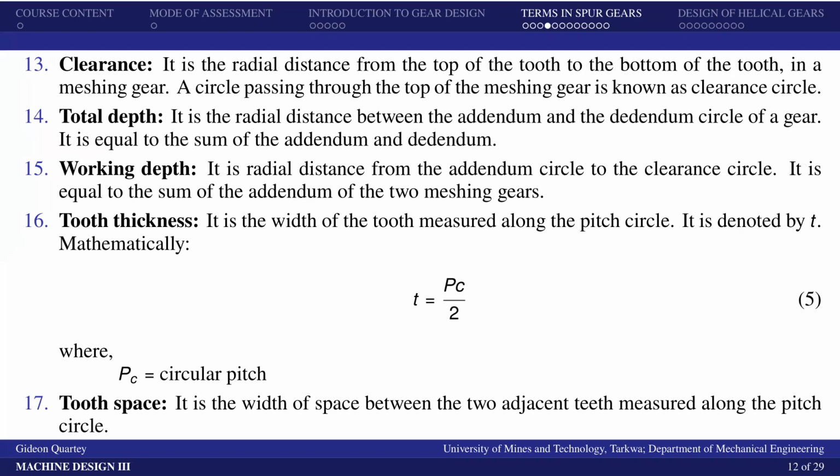Total depth. Okay, I've not mentioned the total depth, and it is the radial distance between the addendum circle and the dedendum circle of the gear. And it's equal to the sum of addendum and dedendum. Okay, that's total depth, and working depth too is there.